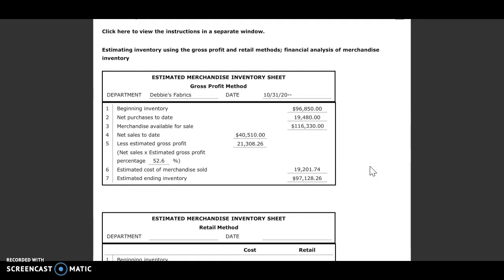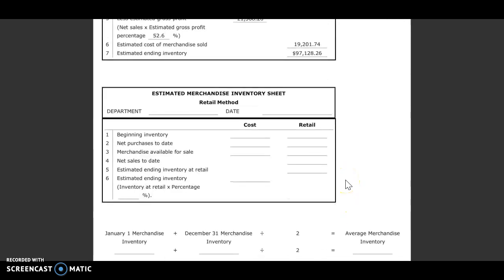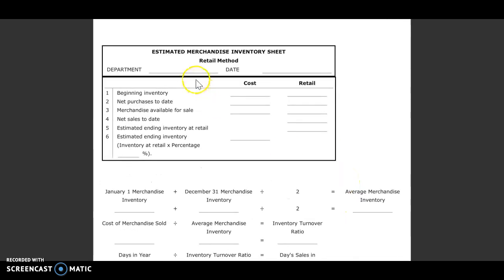Step two says estimating the ending inventory using the retail method. We're going to round the percentage to the nearest 0.1%. So we're now going to move on to our next sheet, our retail method sheet. Okay, so again, our department's going to be the same, Debbie's Fabrics, and also our date, 10/31. Now for our beginning inventory, we're going to put in our cost and our retail, and they give that to us in their directions. So cost is $96,850. Retail is $205,190.